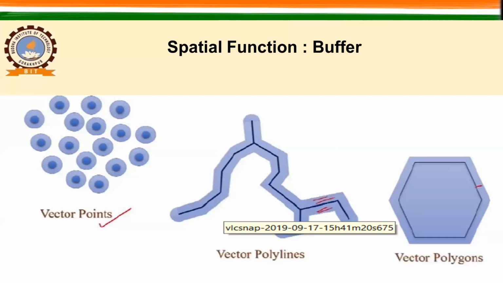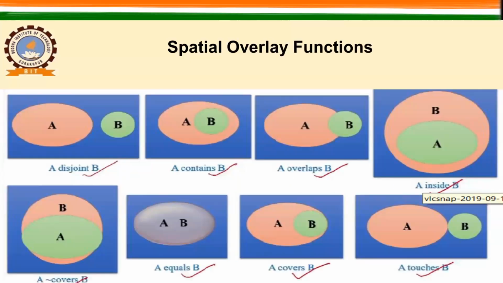Now the next one is the spatial overlay function. How to understand this one? A disjoins B, A contains B, A overlaps B, A is inside B, A touches B, A covers B, A equals B, and A is almost covering B.